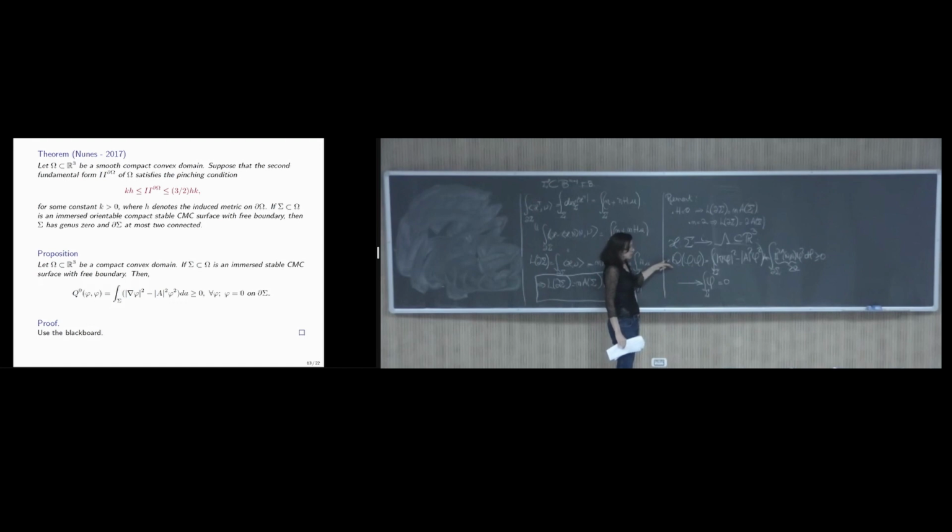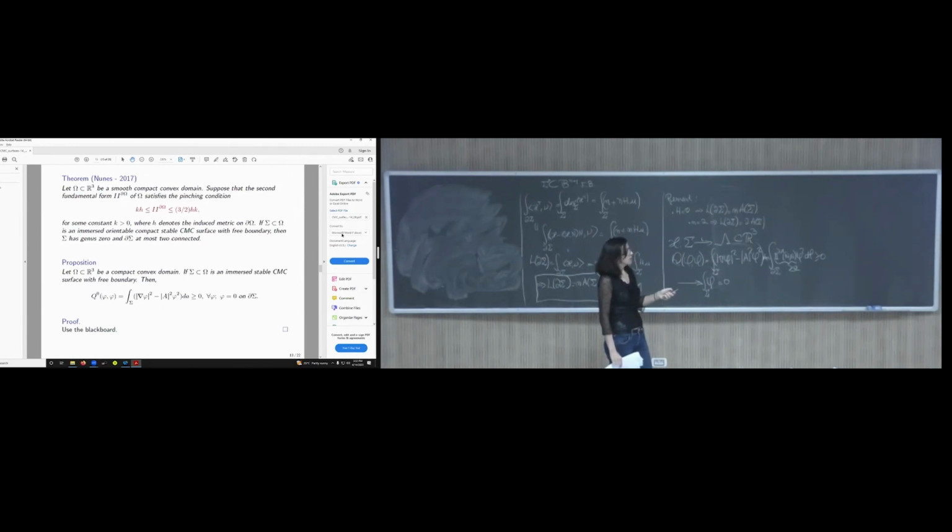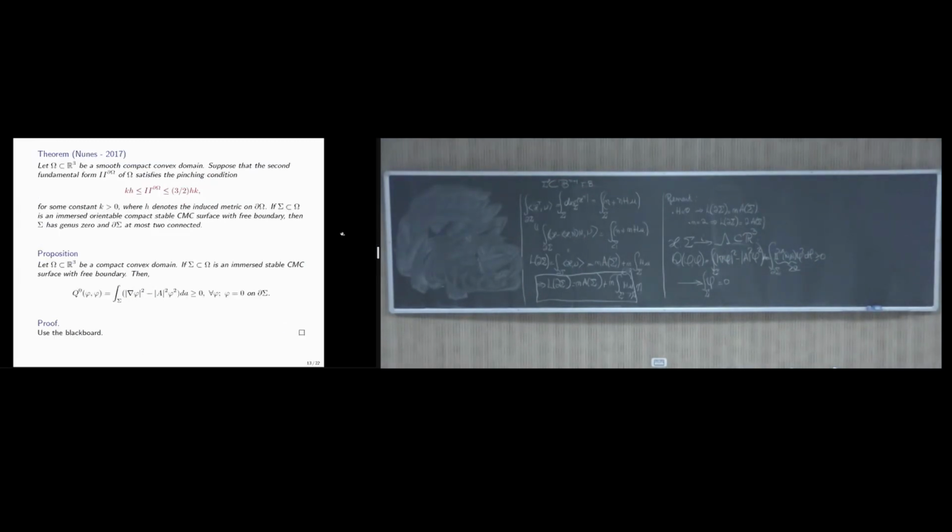In the blackboard, if you have that the surface is stable, you need this condition. So in this proposition, if we have that the surface is stable and the function here is zero on the boundary, you don't need this anymore, okay? This is important for us, right? So this is the idea. Let's go to prove that.